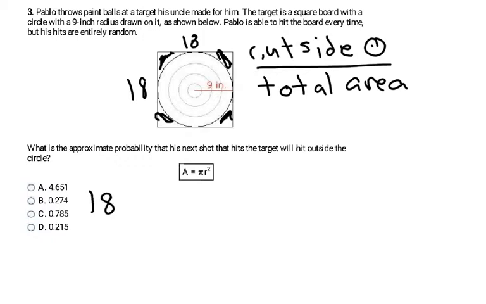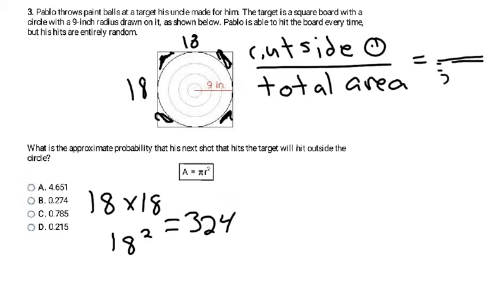Now, you can take 18 times 18 to find the area, or some people do 18 squared to find the area of a square. It's the same problem. You're going to get the same answer. And 18 times 18 is 324. So that's also going to be our total area. The total part that he can hit is 324 inches squared.